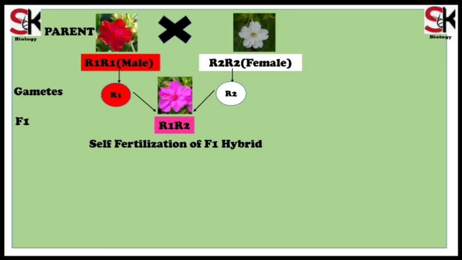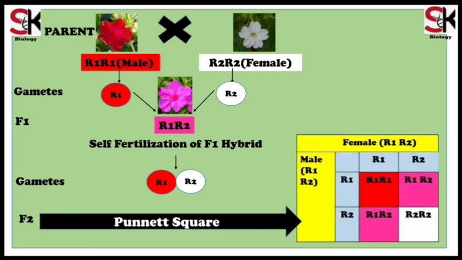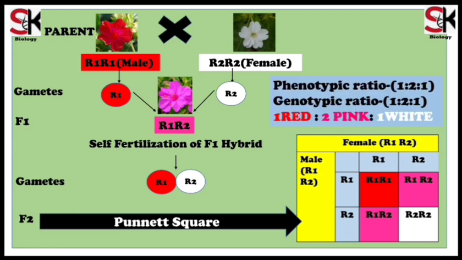To study incomplete dominance for the F2 generation, the pink flowered F1 hybrid will be self-fertilized. First, it will give pure gametes R1 and R2, and after fertilization, different combinations will be formed, which we can see here in the Punnett square. In the F2 generation, a total of 4 plants will be produced. 2 plants with pink phenotype showing incomplete dominance, 1 plant is the same as the red parent and 1 is the same as the white parent. So, the phenotypic ratio is 1:2:1.